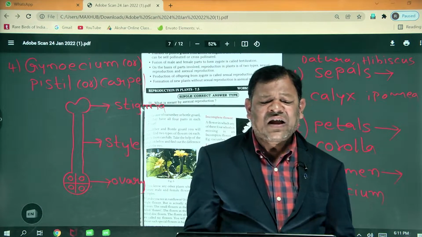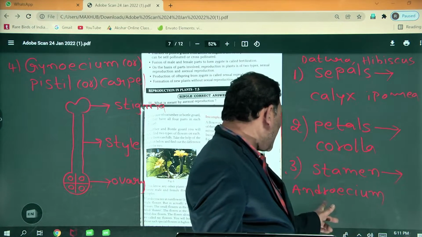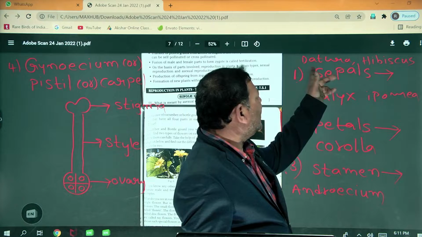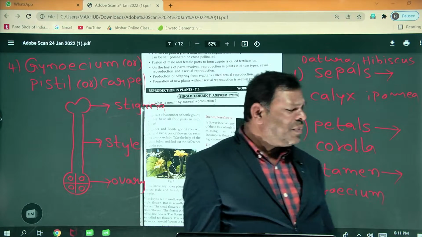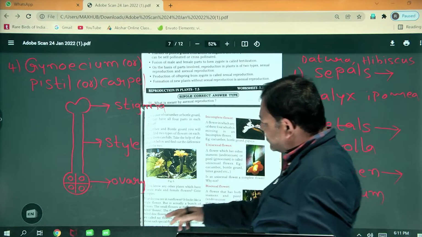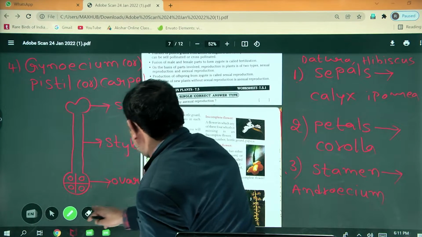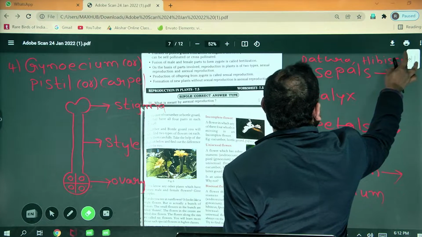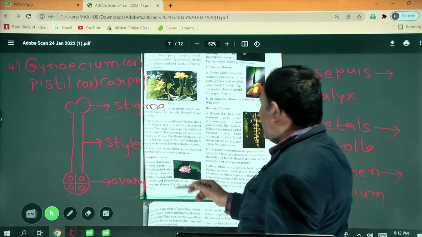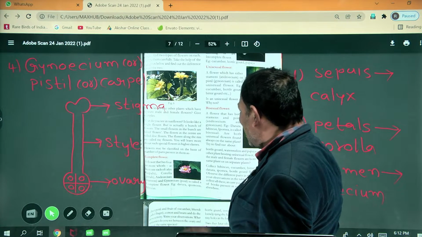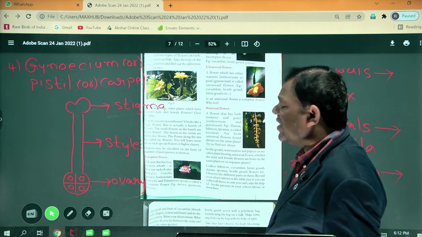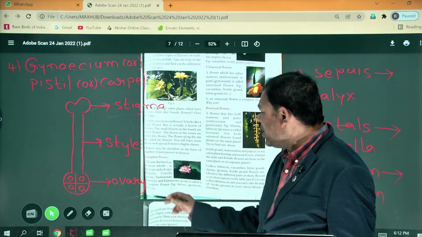So what is the meaning of the complete flower? A flower that contains calyx, corolla, androecium and gynoecium is called a complete flower. Examples: datura, hibiscus, ipomoea. Incomplete flower: what is the meaning of the incomplete flower? Here a flower that has all four rows, at least one each of calyx, corolla, androecium and gynoecium, is a complete flower. Examples: datura, ipomoea and hibiscus.